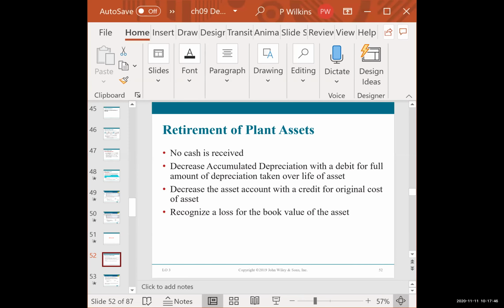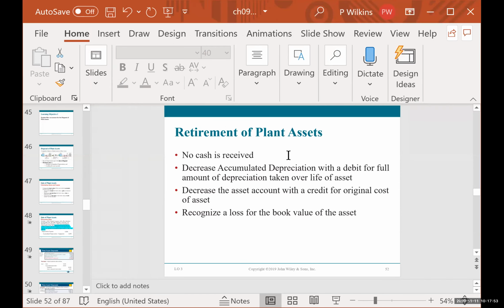Okay. So retirement of plant assets. When we retire a plant asset, we are not getting any cash for it. So we have to get rid of the accumulated depreciation, just like we do if we sell it. We have to get rid of the asset, just like if we sell it. And then we have to recognize if it's a gain, a loss, or a wash, just like we do if we sell it. So it's the same thing if there's proceeds or no proceeds. Doesn't matter if we retire it or we sell it, we have to go through the process for both approaches.